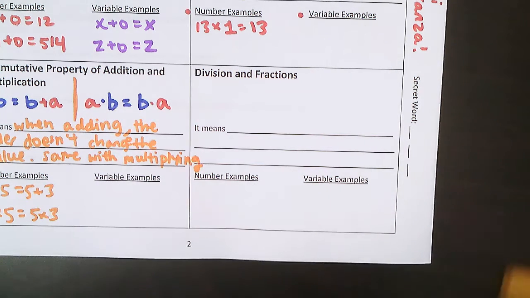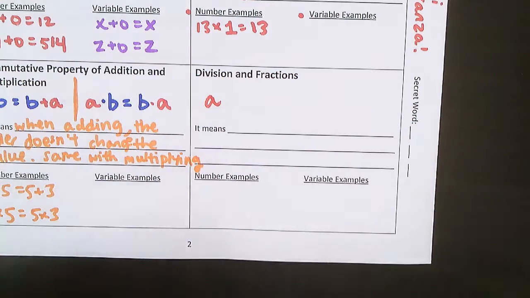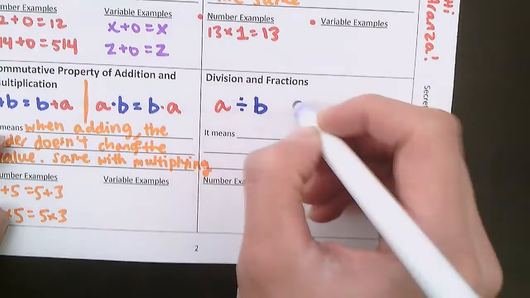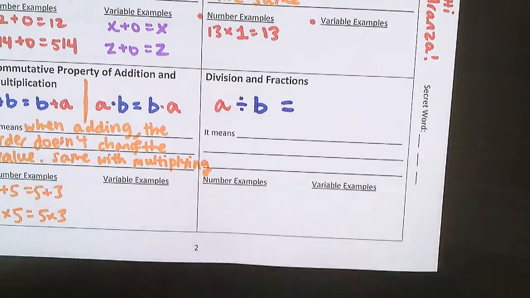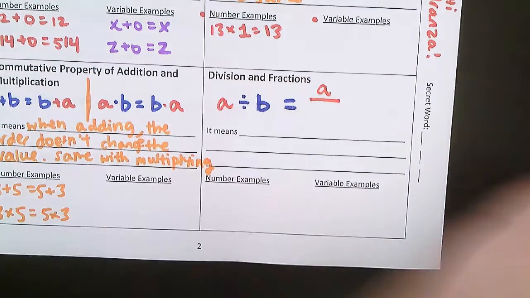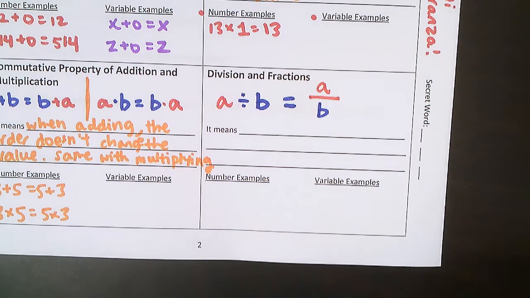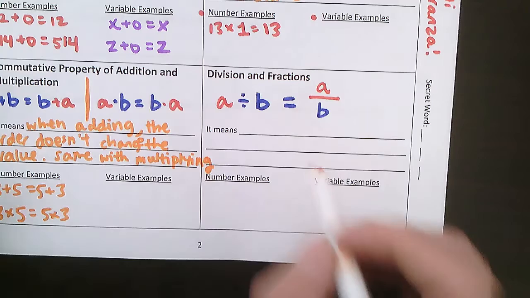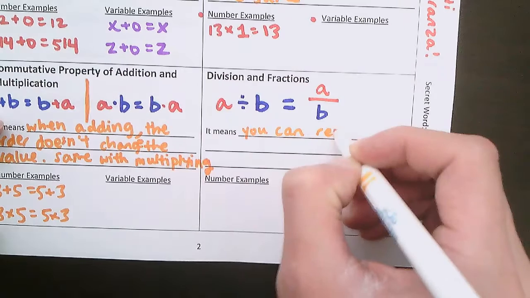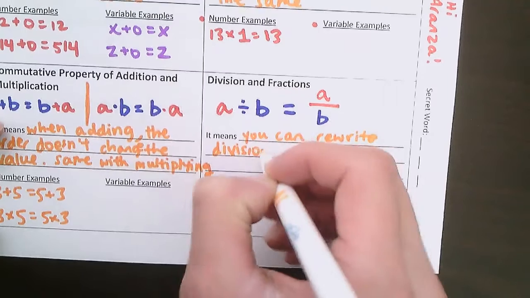Division and fractions. Here's the example we're going to be working with. If you have A, and you take that and divide it by B, that is going to be equal to A as the numerator and B as the denominator as a fraction. And what this is telling us is that you can always rewrite division as a fraction.